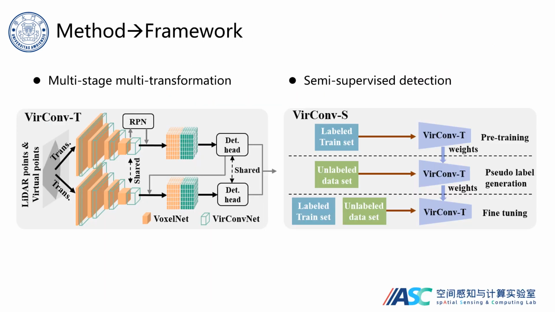We then construct a high-precision VirConv-T based on our VirConv. We fuse the multi-stage and multi-transformation methods into a single pipeline, and extract the LiDAR features and image features using VoxelNet and VirConvNet, respectively. We lastly extend the VirConv to a high-performance semi-supervised detector based on the pseudo-label framework. We first pre-train the VirConv using labeled data, then use this detector to generate pseudo-labels on large-scale unlabeled data. And last we fine-tune the VirConv using both labeled and unlabeled data.